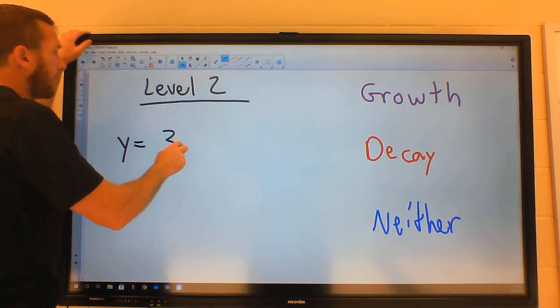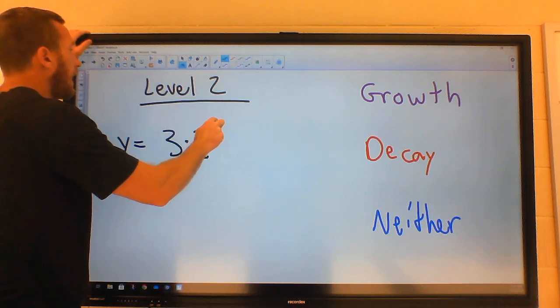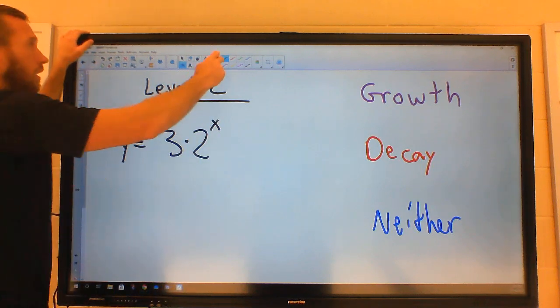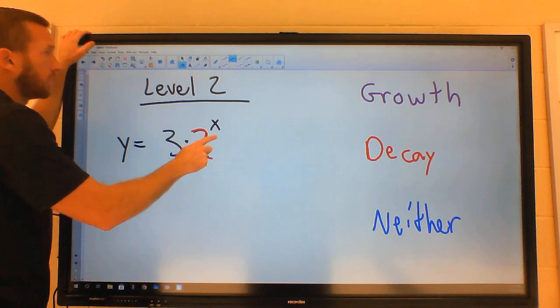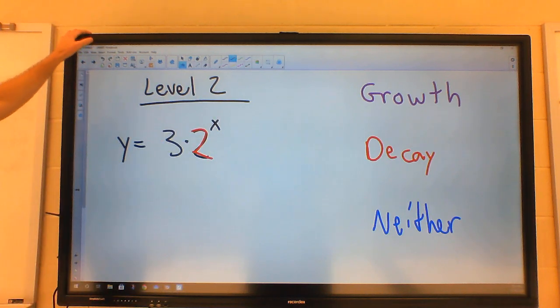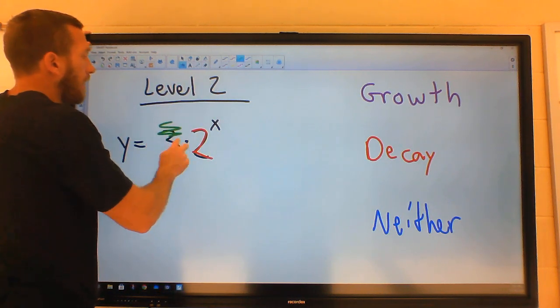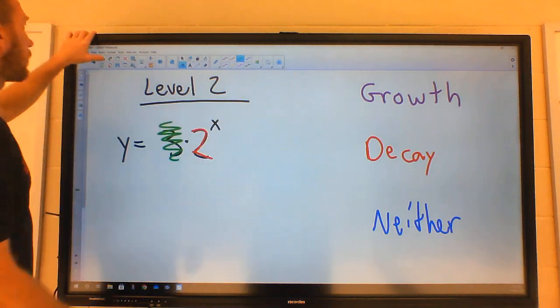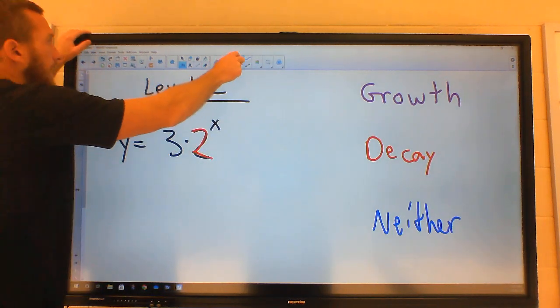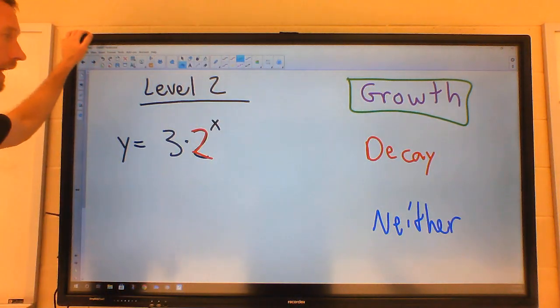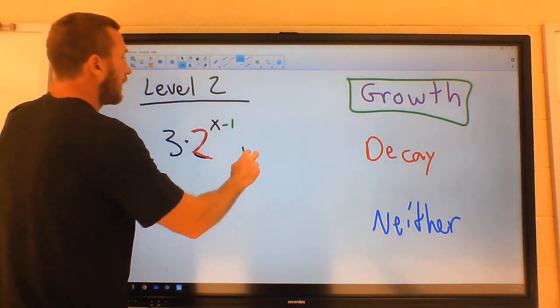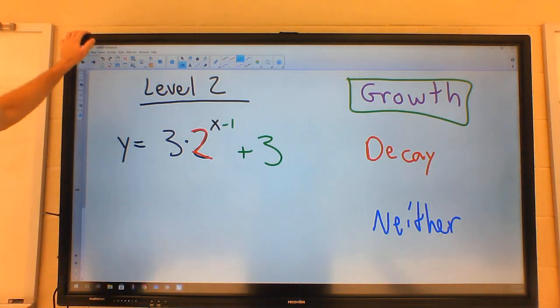So let's say we have 3 times 2 to the x. Check this out. Once again, we're only looking at this base to determine if it's growth, decay, or neither. We don't even care about this in determining that. We literally just look at that 2 and we realize, hey, this is growth. And it doesn't matter if there's something attached there or there. It has no impact on if it's growth or decay.